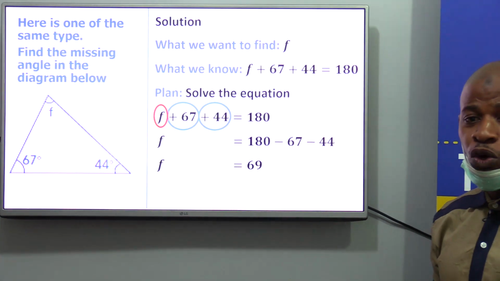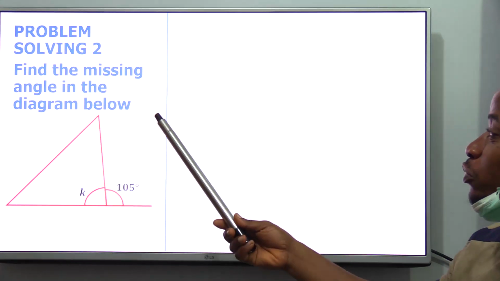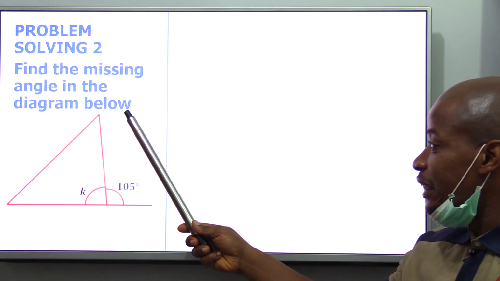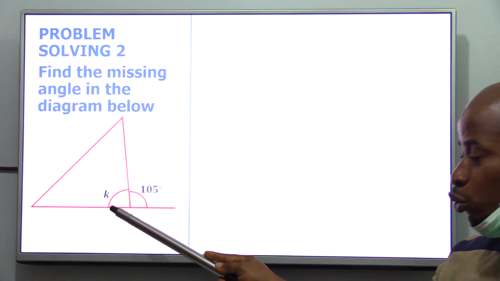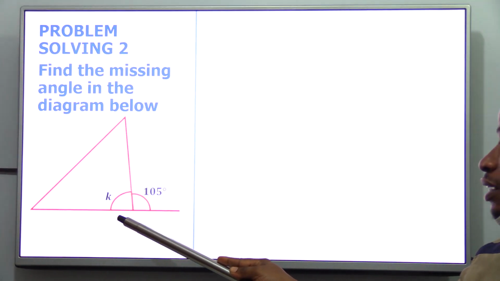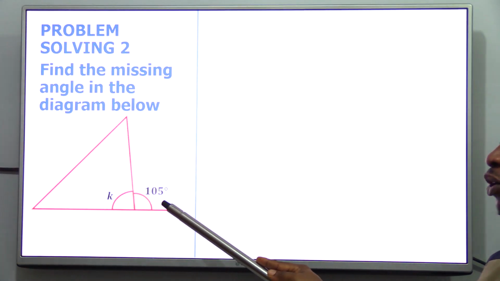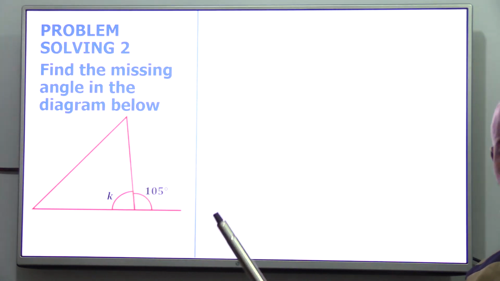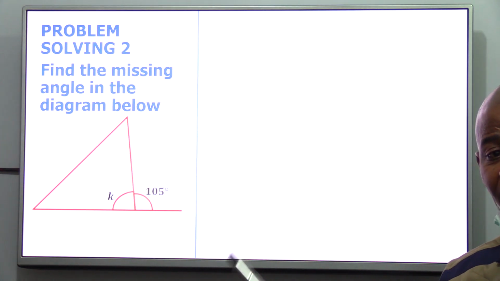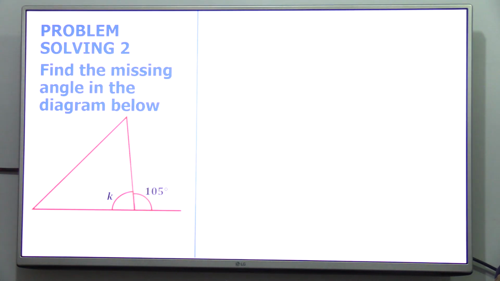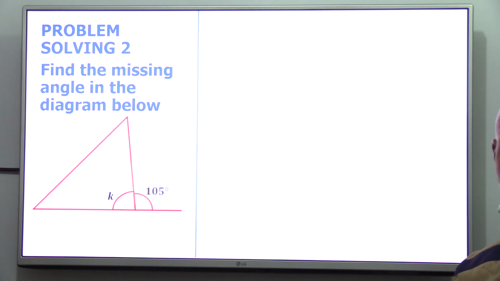Now we'll move on to another one of a different type. Problem 2 says, find the missing angle in the diagram below. And we have a triangle where we just have one angle shown, and that angle is K on the inside. But outside the triangle, you have angle 105. Now, we cannot use the knowledge that the three angles in a triangle add up to 180. Why? Because we don't know the remaining two angles on the inside. So we have to work with what we know.